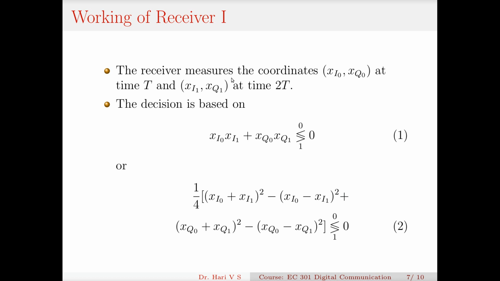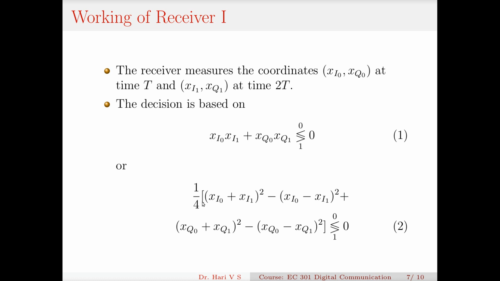So these two measurements, the receiver makes these two measurements. The 0 indicates the measurement at time t, and the 1 indicates the measurement at time 2t. Why? Because there is a delay in the transmitter by 1 clock duration or 1t. So the decision is ultimately based on this inner product, that is xi0, xi1 plus xq0, xq1. If it is less than 0, a0 is received. If it is greater than 0, a1 is received.